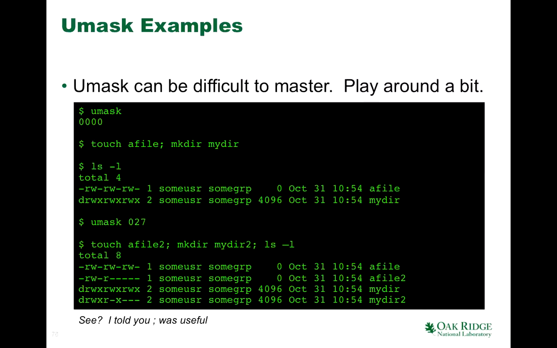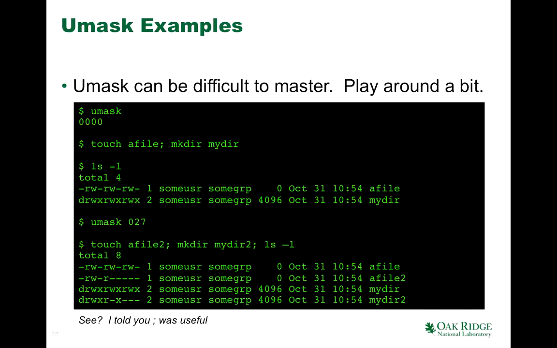And again, this is one that can be a little bit difficult to master. Create test directories on your system in your home directory and play around a little bit just to get the hang of things. In that first setting, I have my UMask set to all zeros, so not blocking any permissions. So then I created a file and a directory. I look at the permissions, and basically the file has read and write permission for everything, and the directory has read, write, and execute for everything.